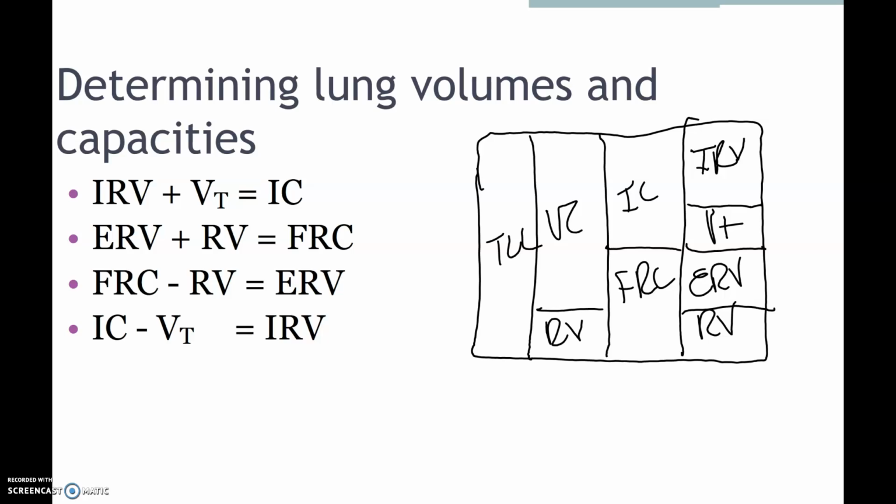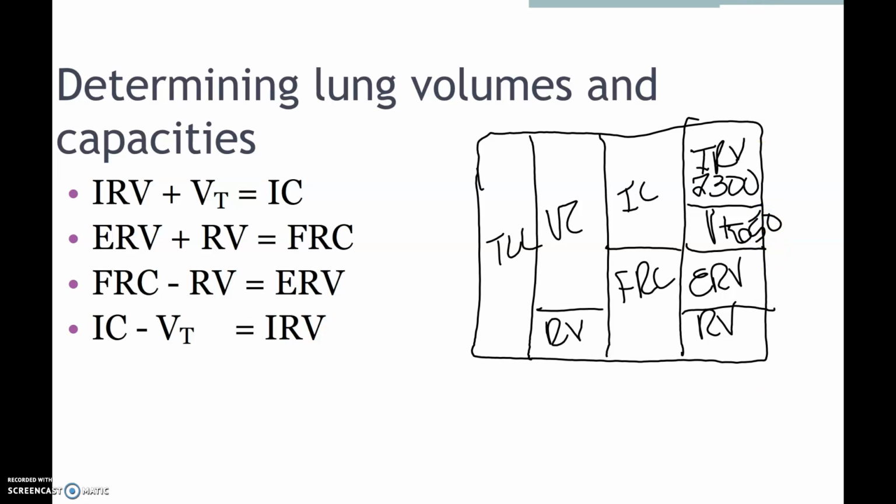So the first thing that you're going to want to do is draw an empty PFT box, kind of like the one that you see on the screen, and then fill in the volumes that you're given. So the first one we're given is IRV, which is 2,300 milliliters. So we're going to put 2,300 in the box for IRV. Tidal volume is 650, so we'll add 650 to that box.